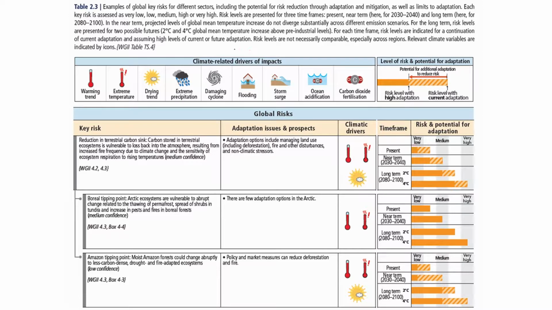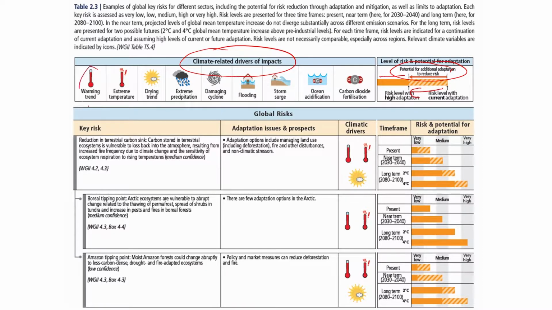So let's look at some of the climate related drivers of impacts, and like before, we will look at level of risk and potential for adaptation by looking at the risk level with the solid color bar, and then how we can go back with the potential for adaptation. So how much of the risk can be reduced if we put resources into adaptation.